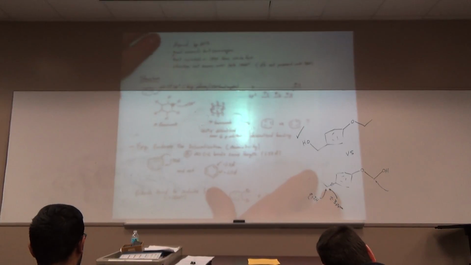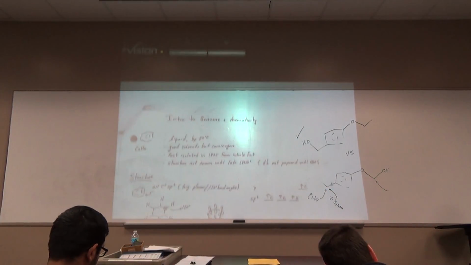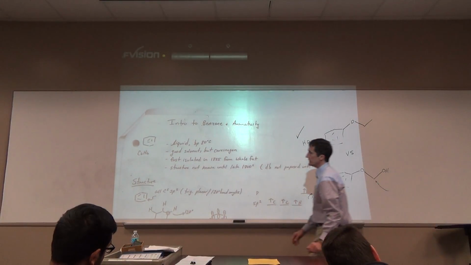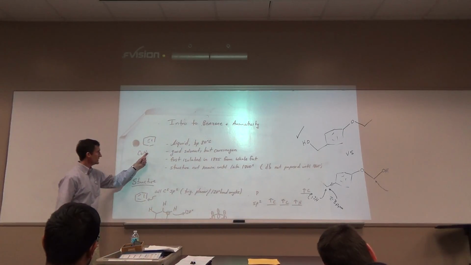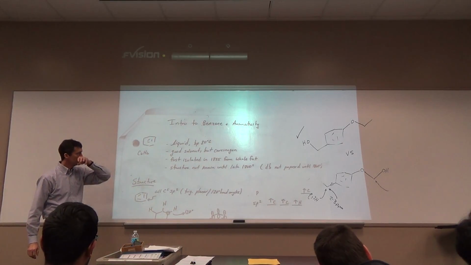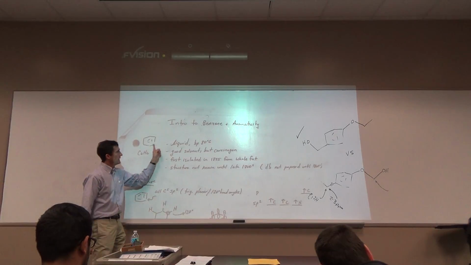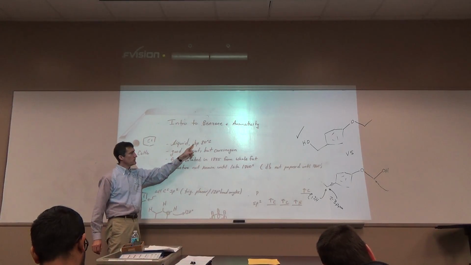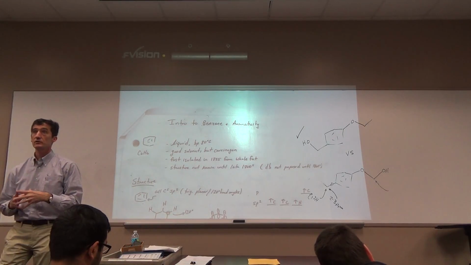Intro to benzene and aromaticity. Benzene is the granddaddy of all aromatics. Formula C6H6, 4 degrees of unsaturation, boom. It's a liquid at room temperature with a boiling point of 80 degrees Celsius. That's lower boiling than water.